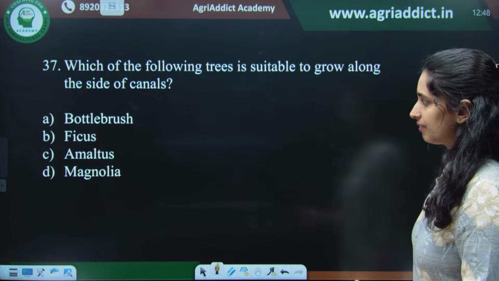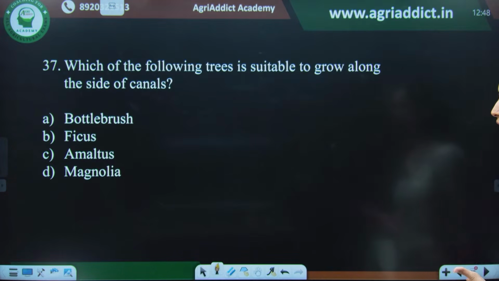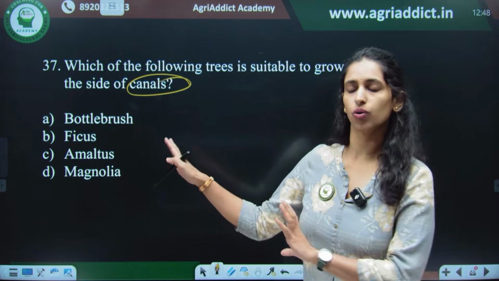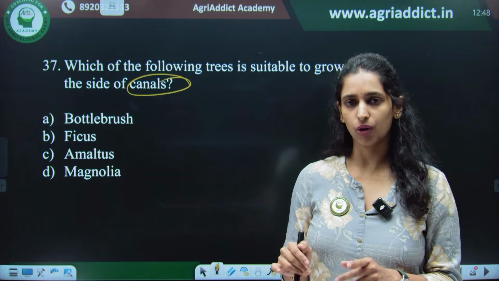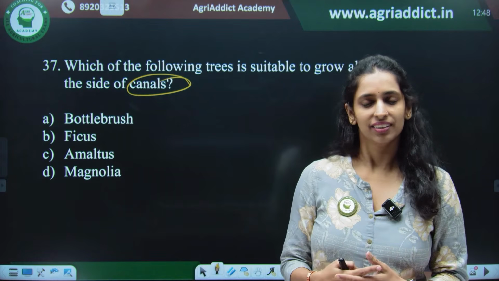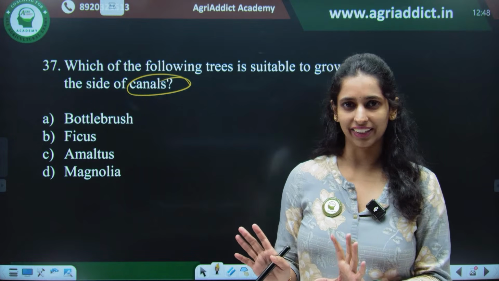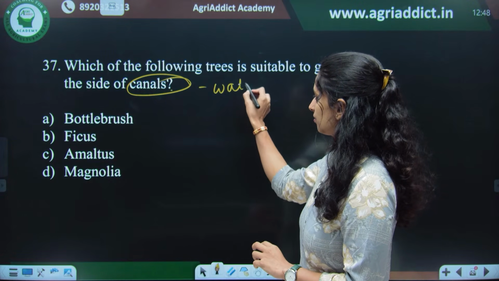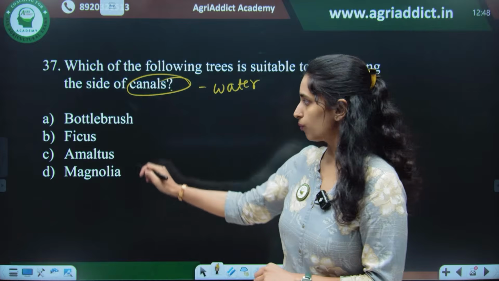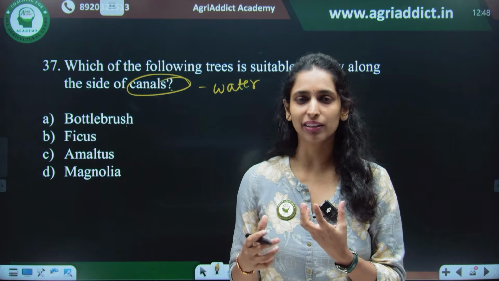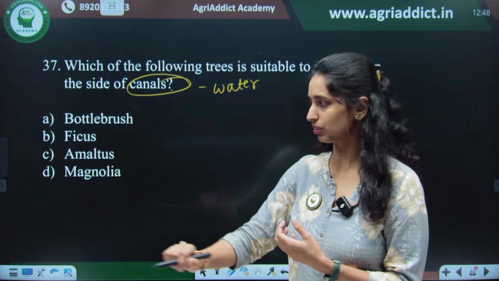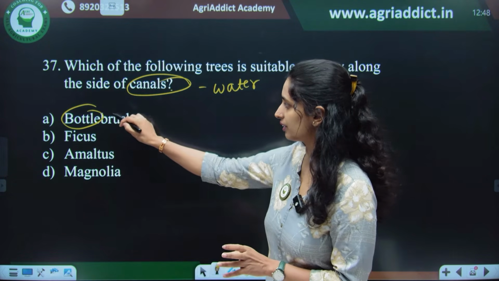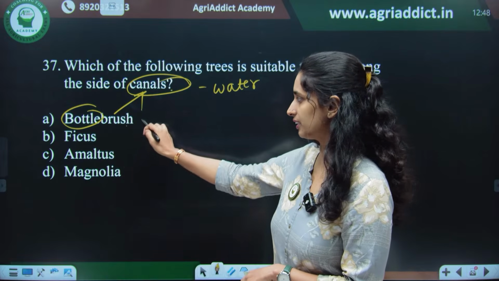Next, 37. Which of the following trees is suitable to grow along the side of the canals? That means which tree is water resistant, tolerates water a little. For this also there is an easy trick for you. Canals means water tolerant plant. So water plant, what, bottle brush. In a bottle we fill water, right? So you can remember bottle brush is a water resistant plant, so you can grow it near the canals. So the right answer is bottle brush.